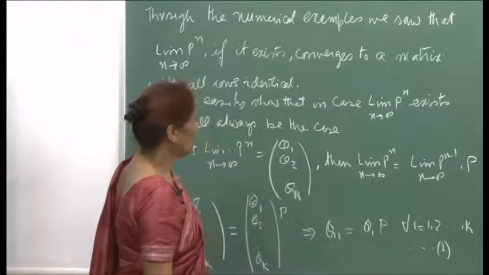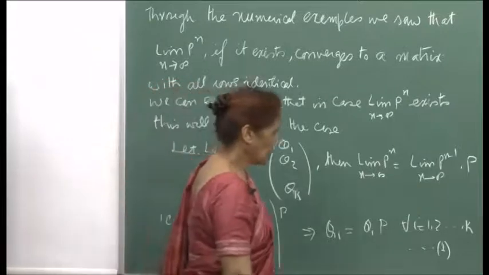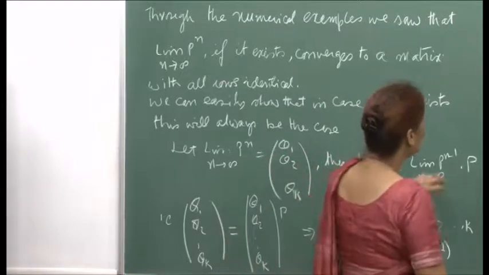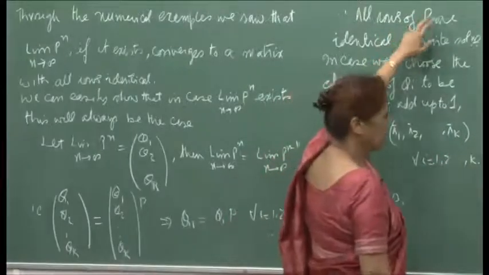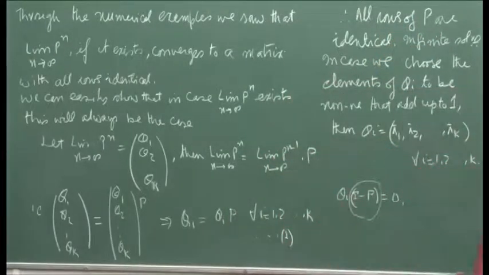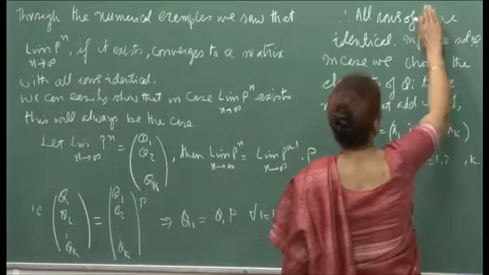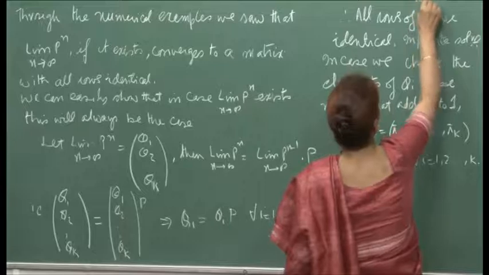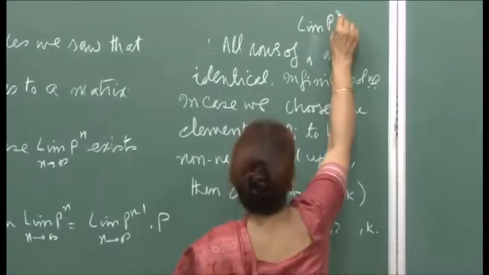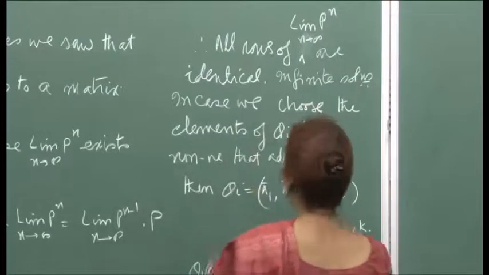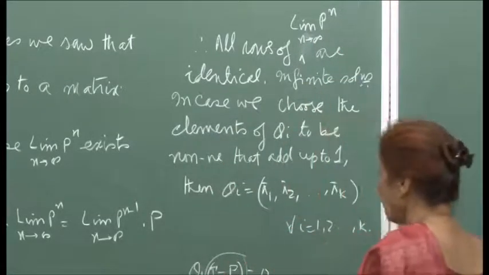So, this holds for all i. What I want to say is that P is the transition matrix, and all rows of P^n converge to the same row. So, all rows of the limit of P^n as n goes to infinity are identical. Okay.